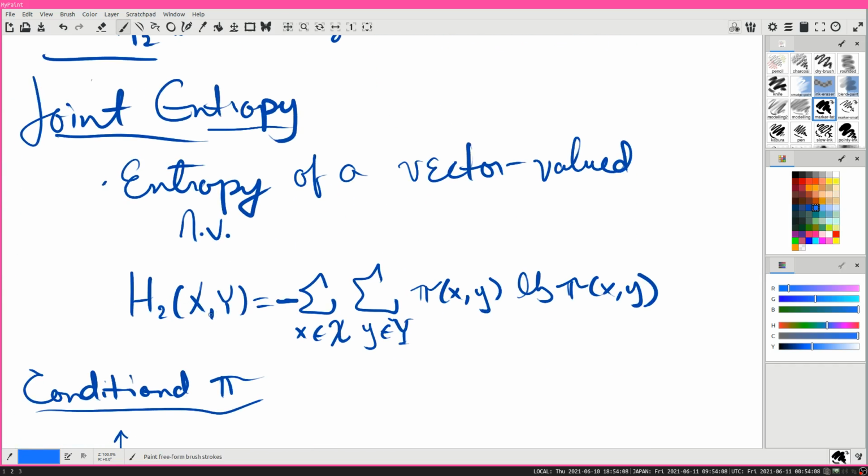And the joint entropy is just the expectation. It's exactly what you would expect. I put a double sum here because that's convention, but you could just put a single sum over x, y. Doesn't really matter.